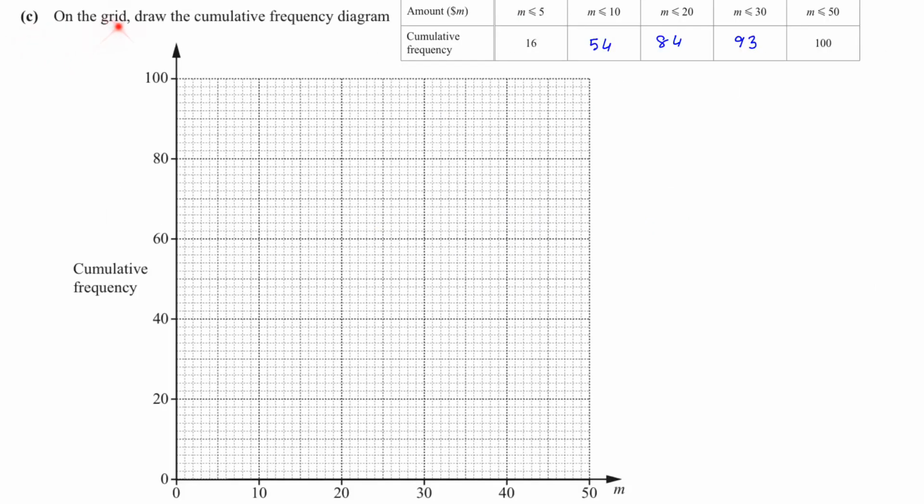Part C. On the grid, draw the cumulative frequency diagram. So we have to plot these points here. When it is 5, it is 16. So 5 is here. 10, 16 is going to be here. When it's 10, it's 54. 20, it is 84. And 30 is 93. And 50 is 100. So we have to plot this graph here.